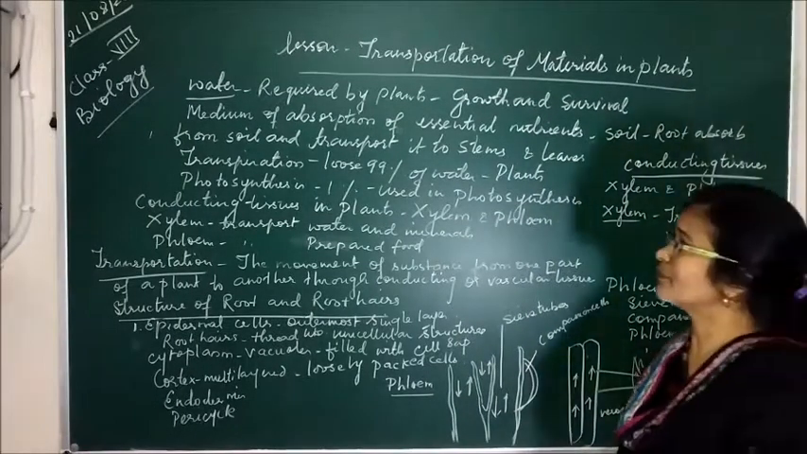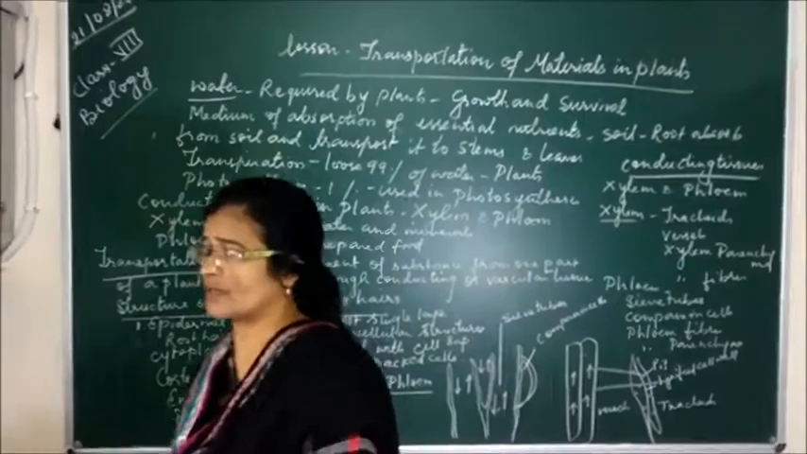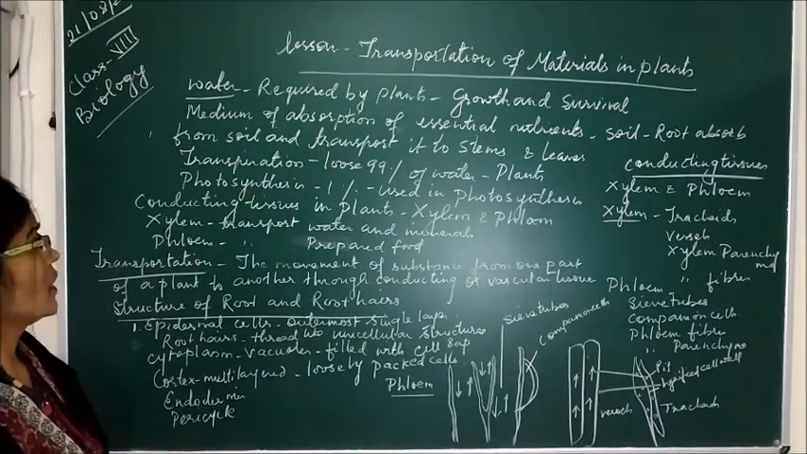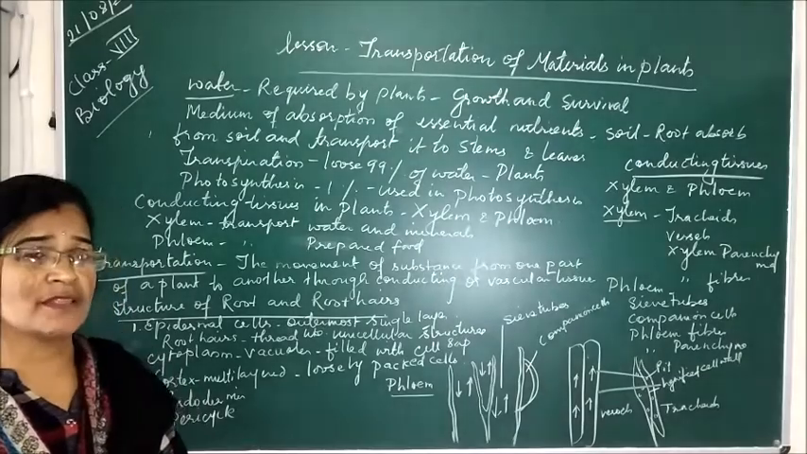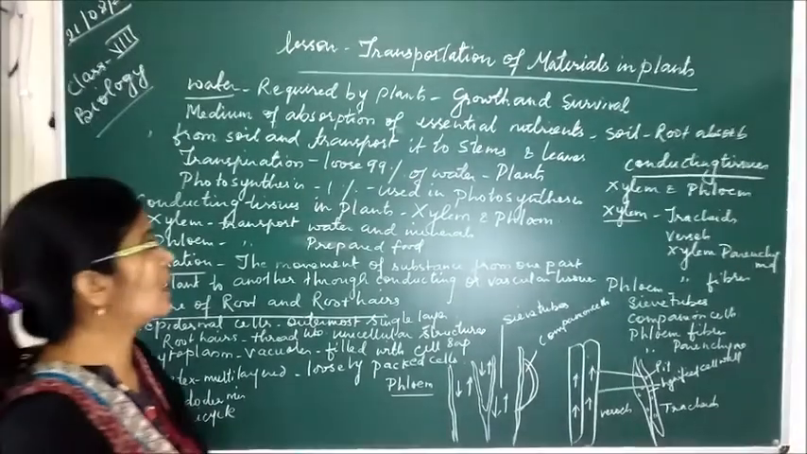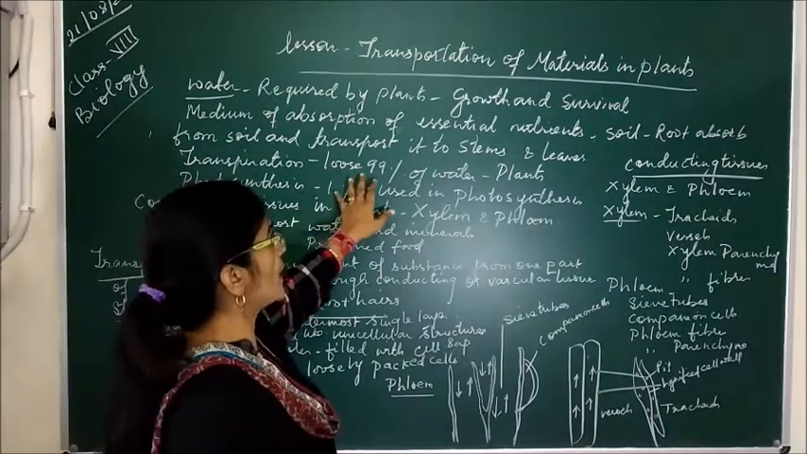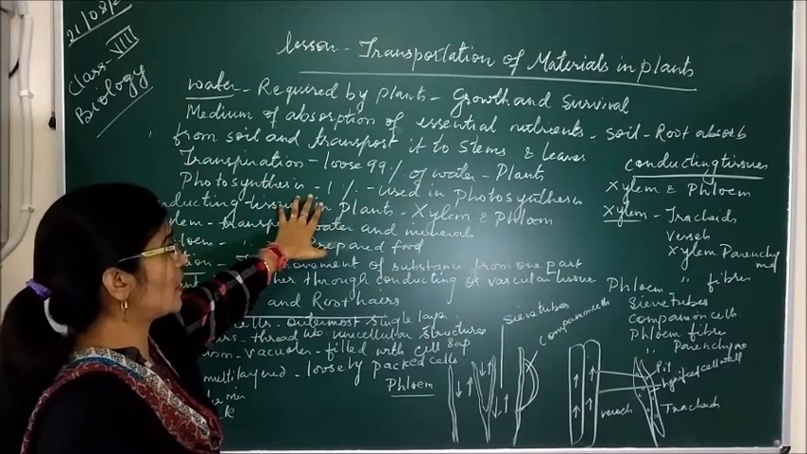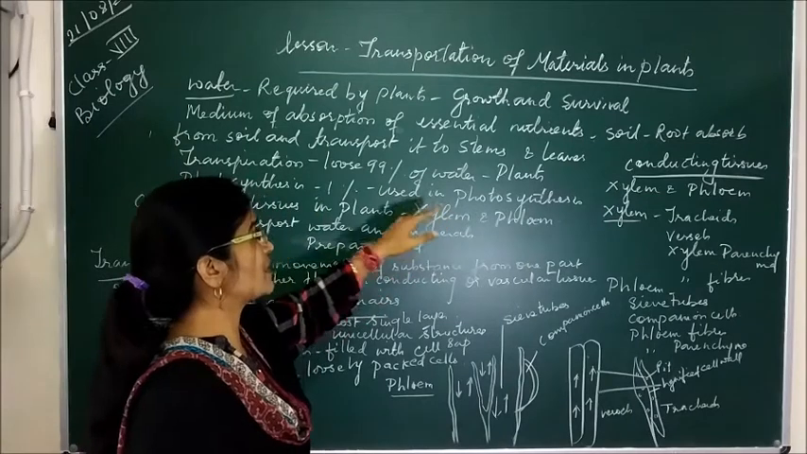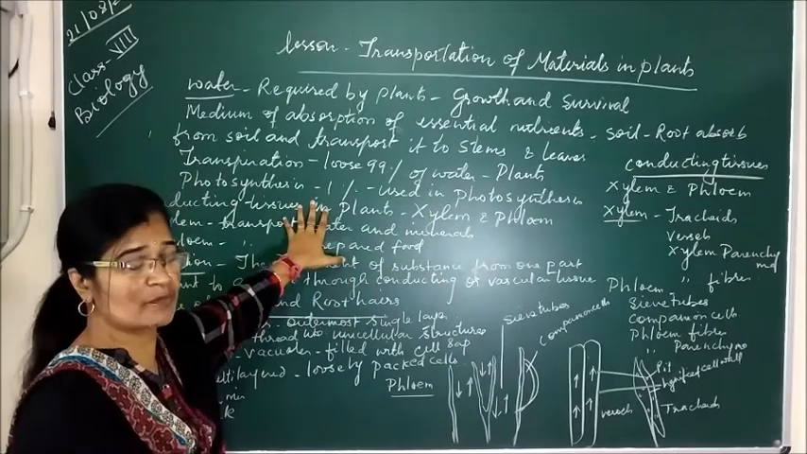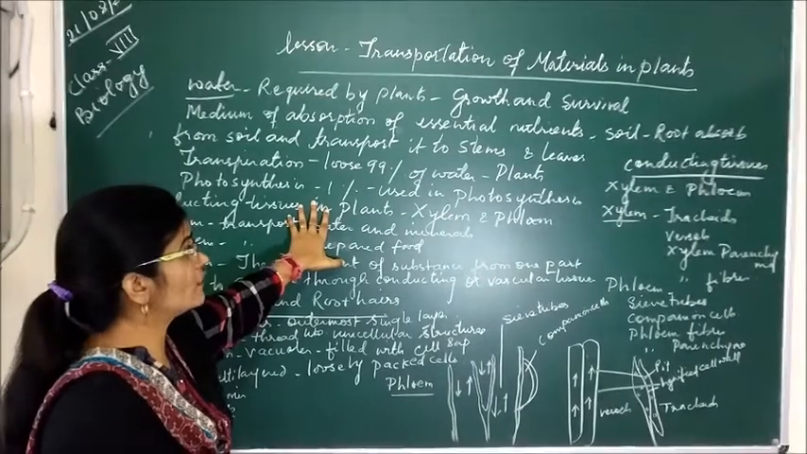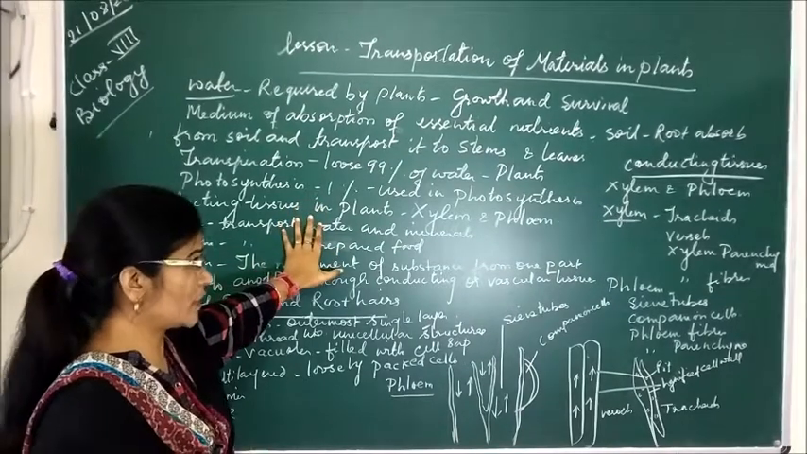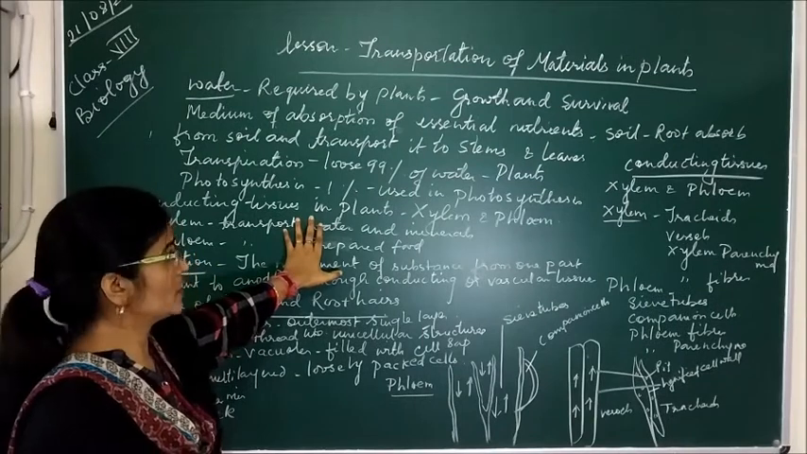Now you all know that two processes occur in plants, that is transpiration and photosynthesis. Transpiration means the loss of water from the aerial parts of the plant, and the plants lose 99% of water, and the 1% of water which is absorbed by the plant is used during photosynthesis. Means 99% is lost in the form of water vapor from the aerial parts of the plant during transpiration, and 1% is only utilized for different activities during photosynthesis.